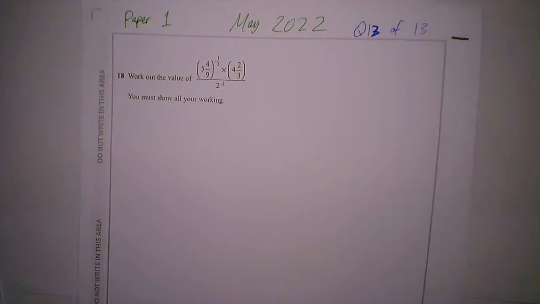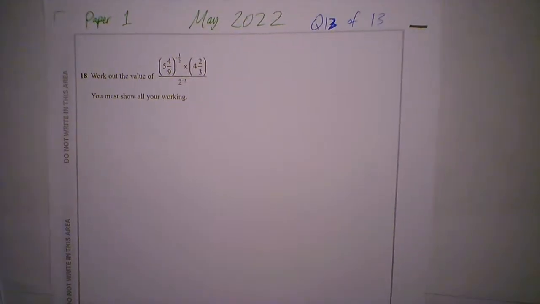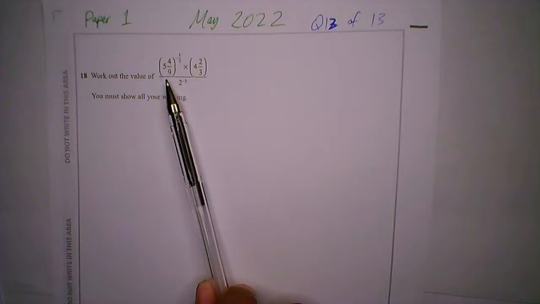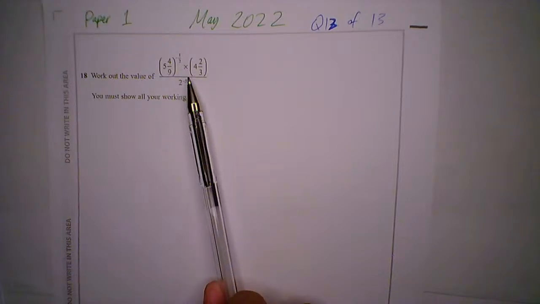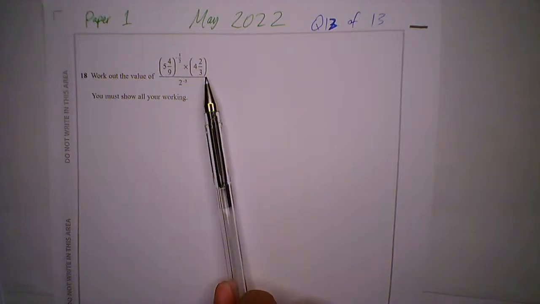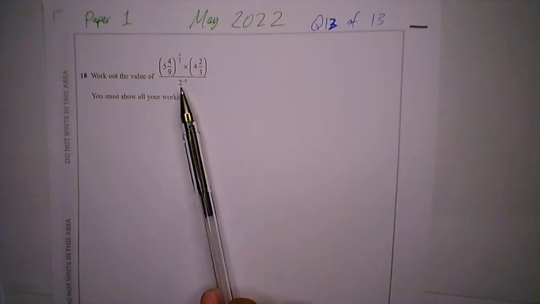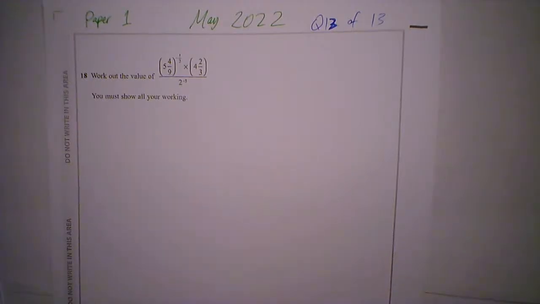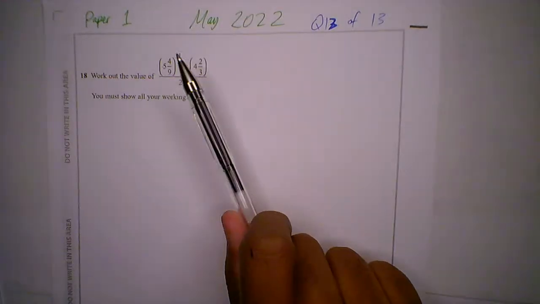Okay, so work out the value of 5 and 4/9 to the power minus a half, times 4 and 2/3, all over 2 to the power minus 3. You must show all your working out. So there's lots going on here. So I am going to be working on each part.